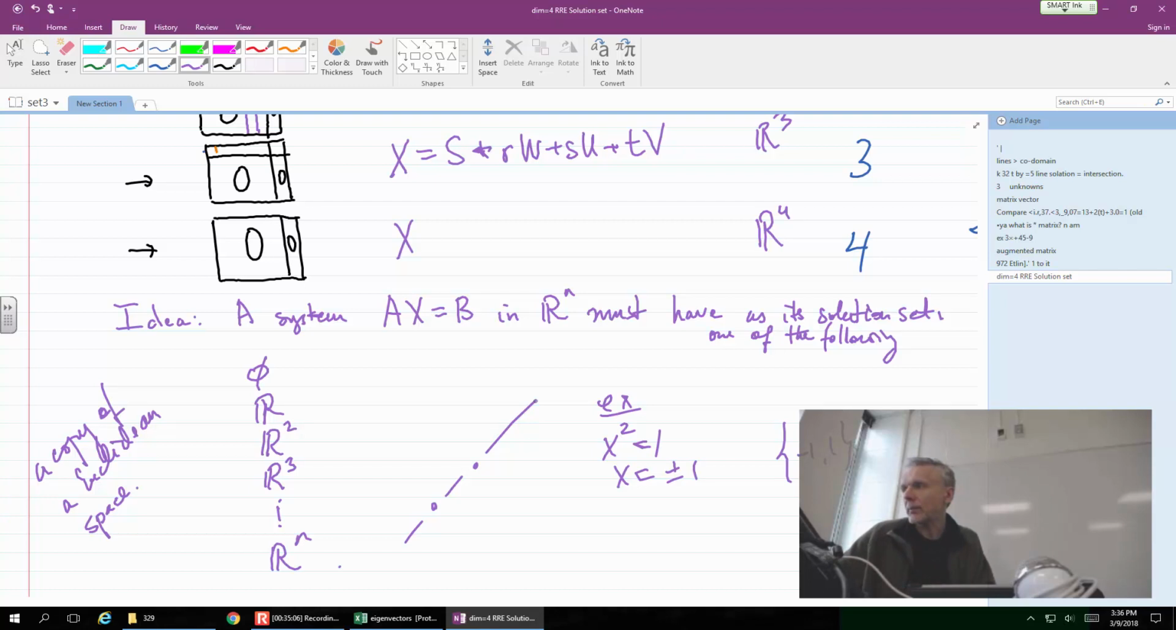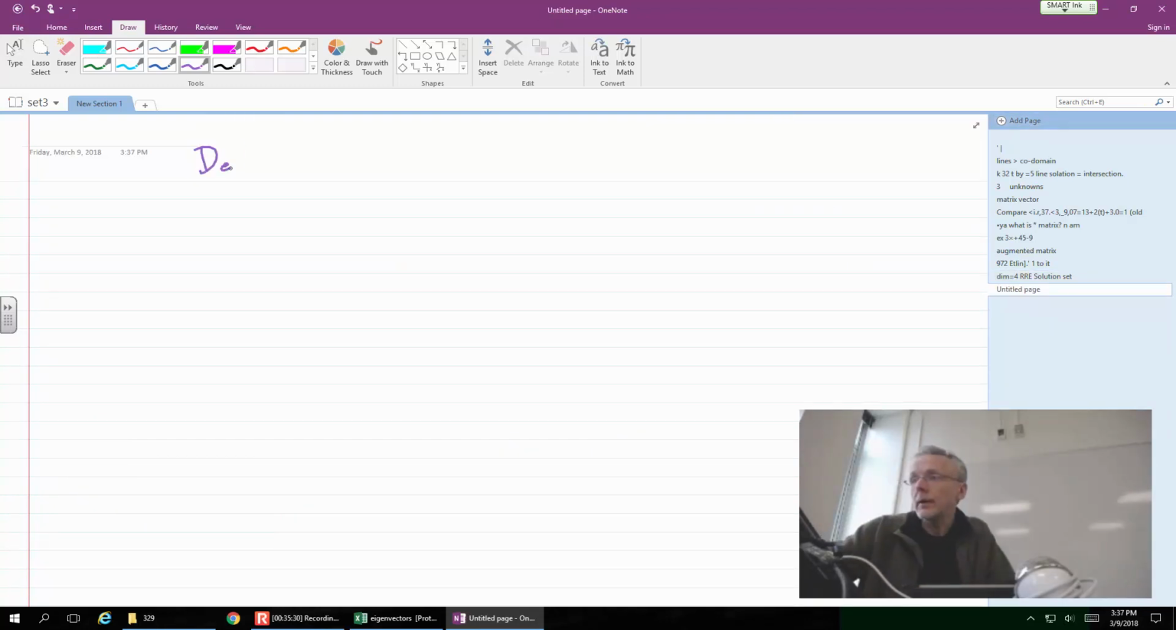Okay, so that is the main theorem. There is another theorem. Well, that's not a theorem, but more of an idea. But there is another theorem which is slightly more specific. Well, let me have a definition. A system of linear equations.